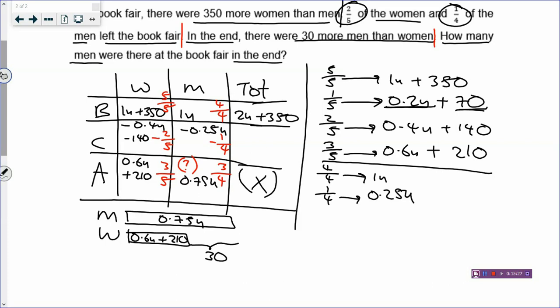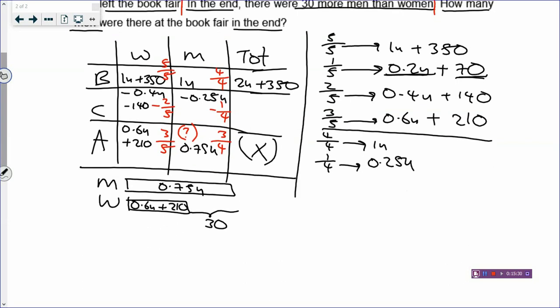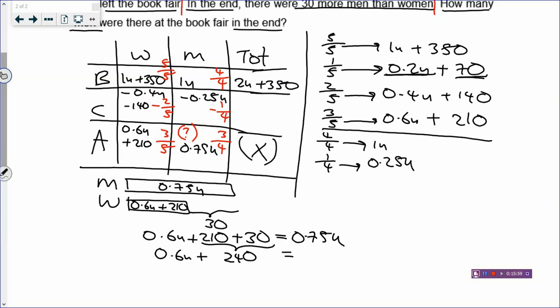Alright, now you look at the table, look at the model. Can you take the women plus 30 equal men? Alright, so how do we do? Now, you take the women, which is 0.6 unit, and you plus 210, this is the women, and then you plus 30, and that gives you the men, which is 0.75 units. Okay, right? Then what's the next step? The next step is to just add these two numbers together. So you have 0.6 unit plus 240, and that gives you 0.75 units.